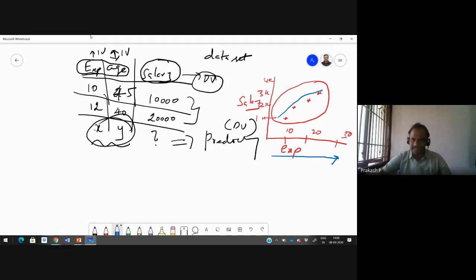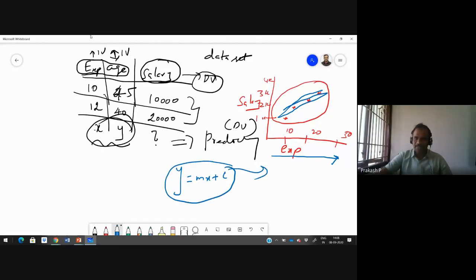So this looks like a line. We are going to use a line equation, y equal to mx plus c, to represent this data. As of now, I consider only one variable, a single independent variable. The dependent variable is always one. So we are going to predict what it should be.